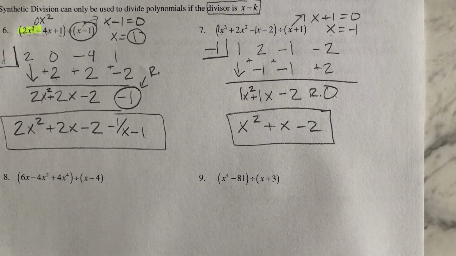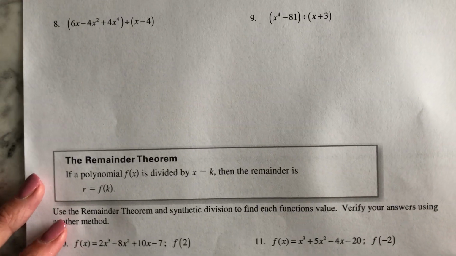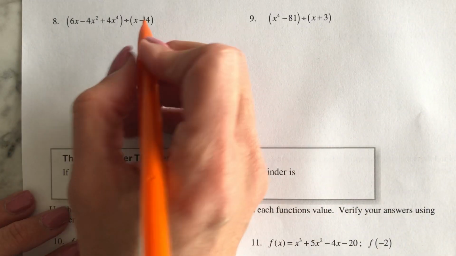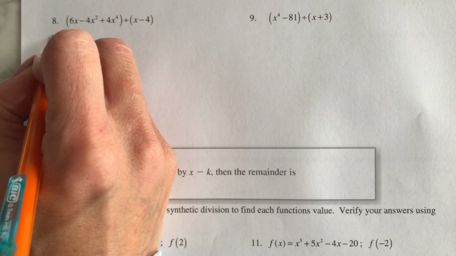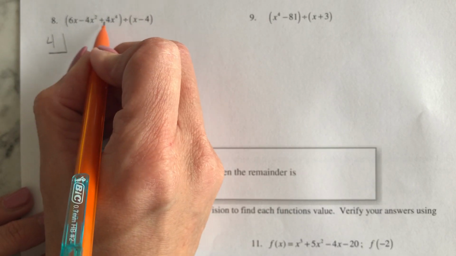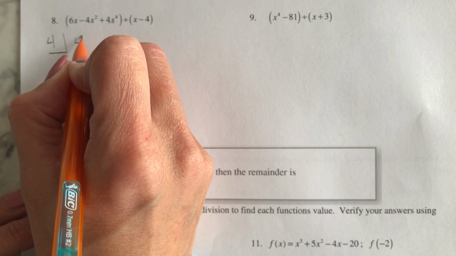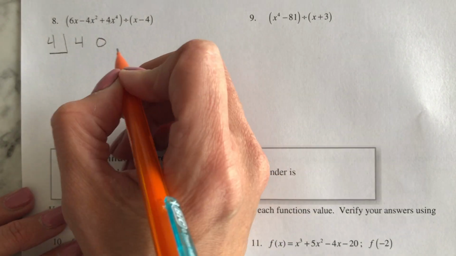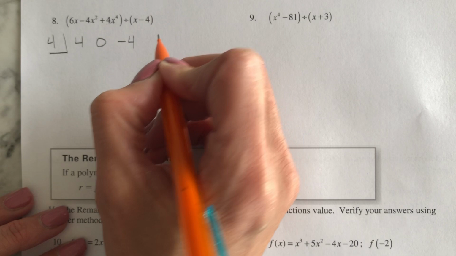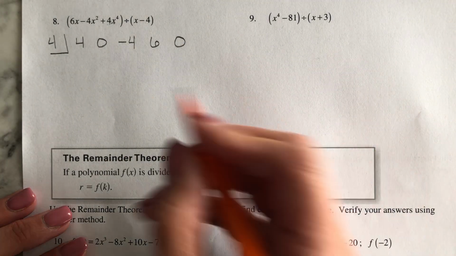All right, pause the video and try 8 and 9 on your own. All right, let's see how you did on 8 and 9. All right, so my divisor here is 4. Fill in my coefficients. Ooh, they're out of order, so I'll start with the x to the fourth first, missing an x to the third, then my x squared, my x, and no constant, so I fill in the 0 for that.